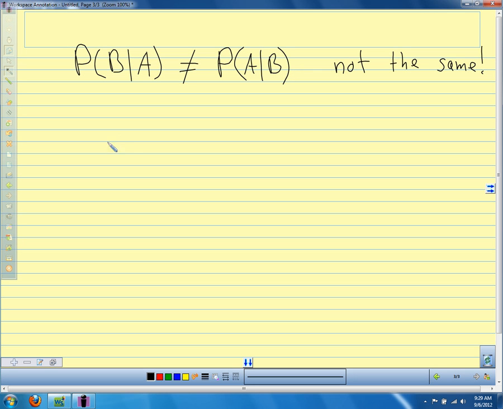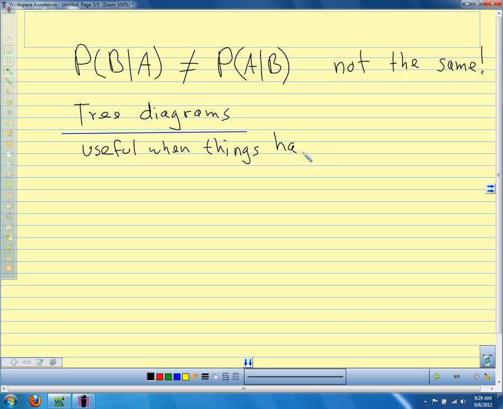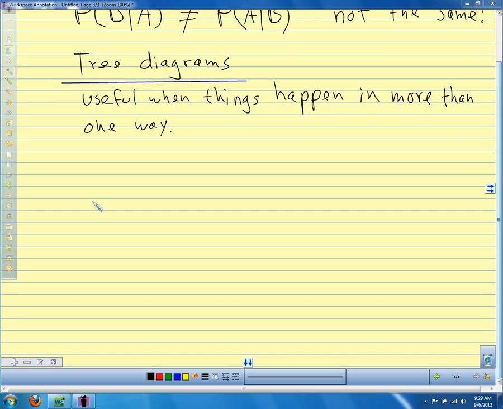All right, let's talk about tree diagrams. Tree diagrams can help us out with conditional probabilities. We use tree diagrams when things can happen in more than one way. So let's look at another conditional probability problem, and this time we'll draw a tree diagram, and then we'll go back and draw a tree diagram for our first problem and show how they help.